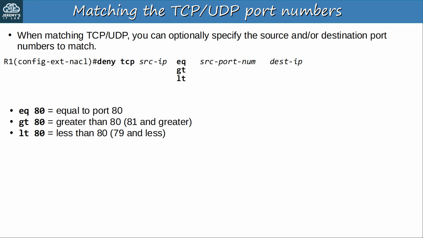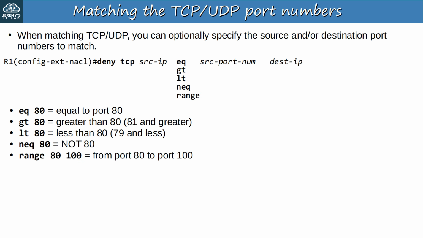There is also LT, less than. LT 80 matches all port numbers less than 80, so 79 and below. NEQ is not equal, so for example, NEQ 80 matches all ports except 80. The final option is range. For example, range 80 100 matches all port numbers from 80 to 100. After the destination IP address, the same options are available to match the destination port number.